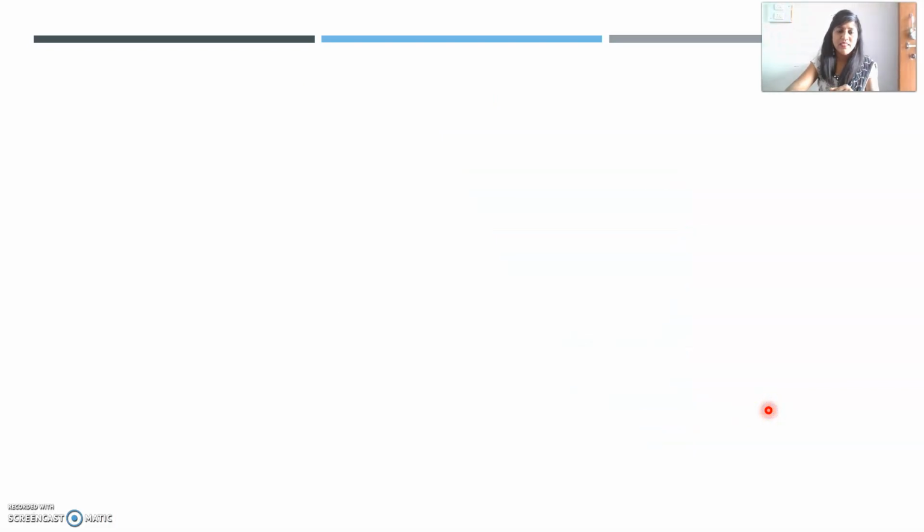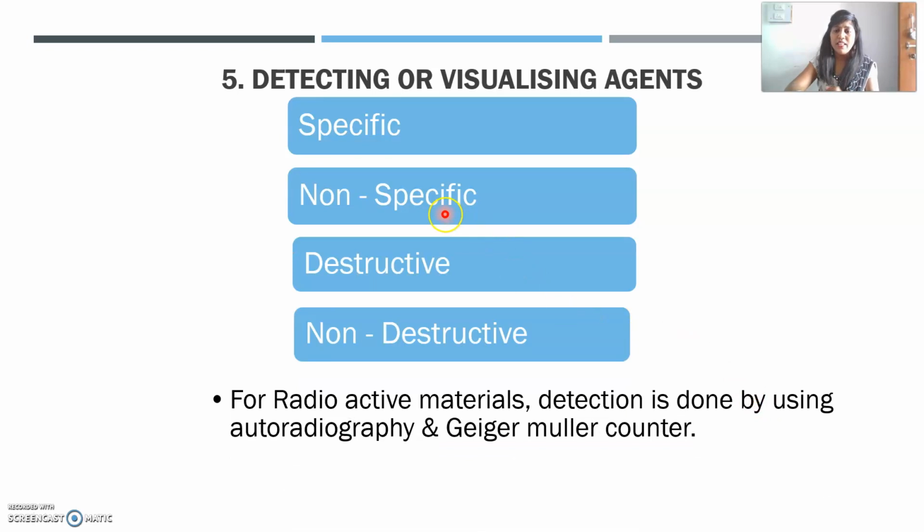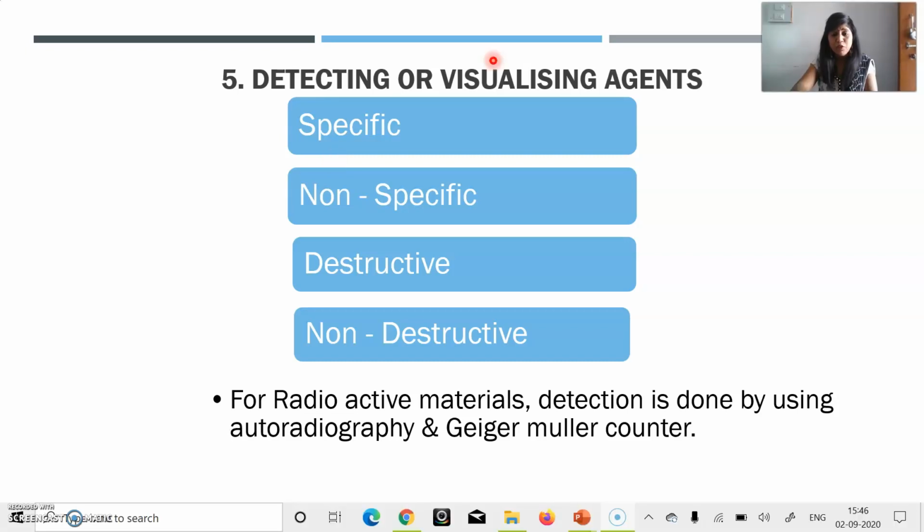Next instrumentation point is detection or visualizing agent. Here the detection and visualizing agents are categorized under 4 categories, that is specific detection, non-specific detection, destructive detection, and non-destructive detection. In specific detection, specific reagent solutions are utilized for the detection of samples. For example, ninhydrin solution is utilized for the detection of amino acids. Alkaloids can be detected by Dragendorff's reagent. 3,5-dinitrobenzoic acid for cardiac glycosides. Ferric chloride is utilized for phenolic compounds, and many more.